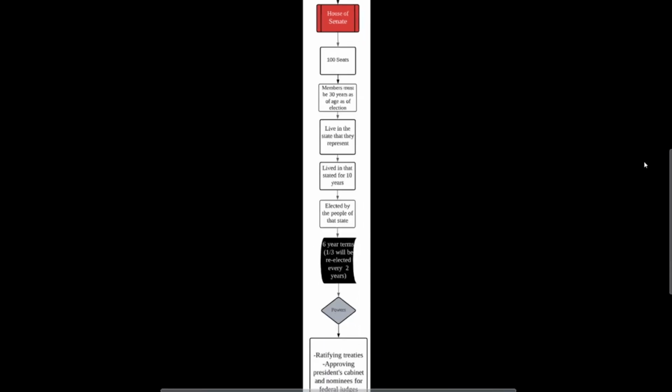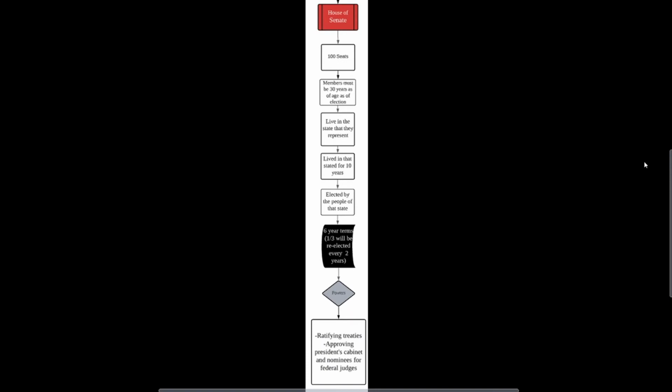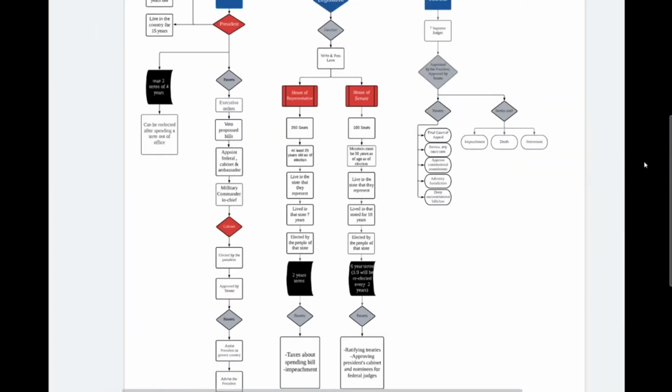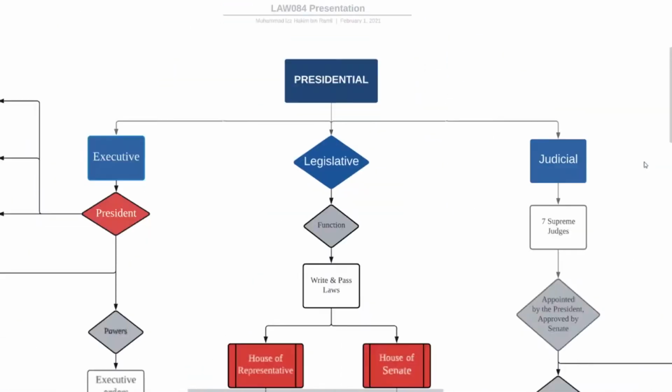The Senate has the power to begin the lawmaking process, as does the House, but a power specific to the Senate is ratifying treaties and approving the President's cabinet and the President's nominees for federal judges.